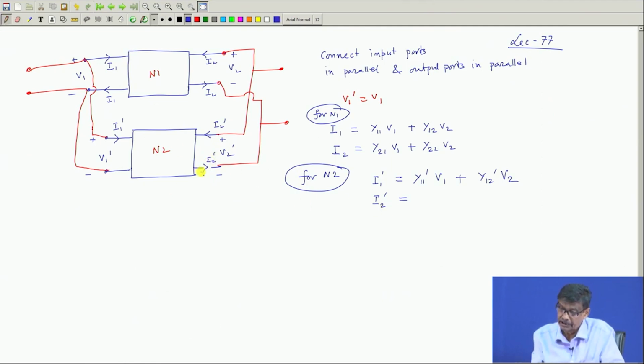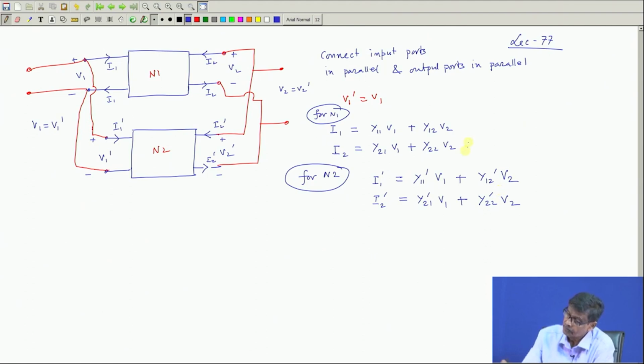Similarly, for this I2 dashed, concentrate on this, it will be equal to y21 dashed into V1 dashed, but V1 dashed and V1 are the same. So, mind you, V1 is equal to V1 dashed. Similarly, V2 is equal to V2 dashed. Therefore, I2 dashed is equal to y21 dashed into V1 plus y22 dashed into V2.